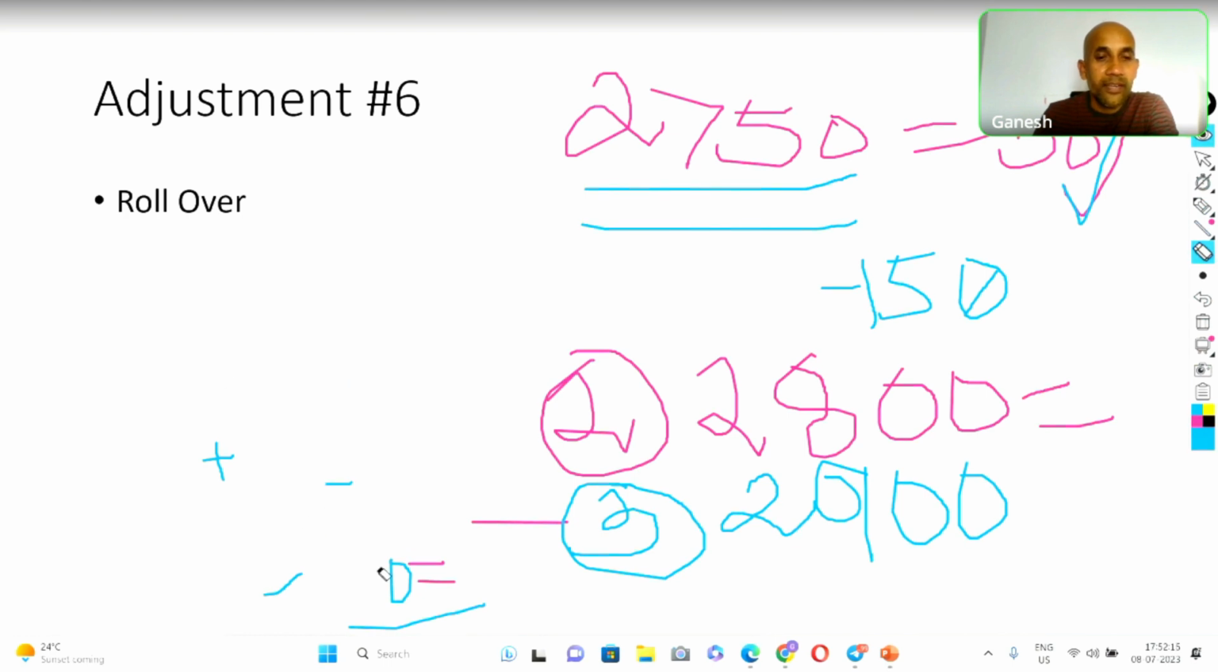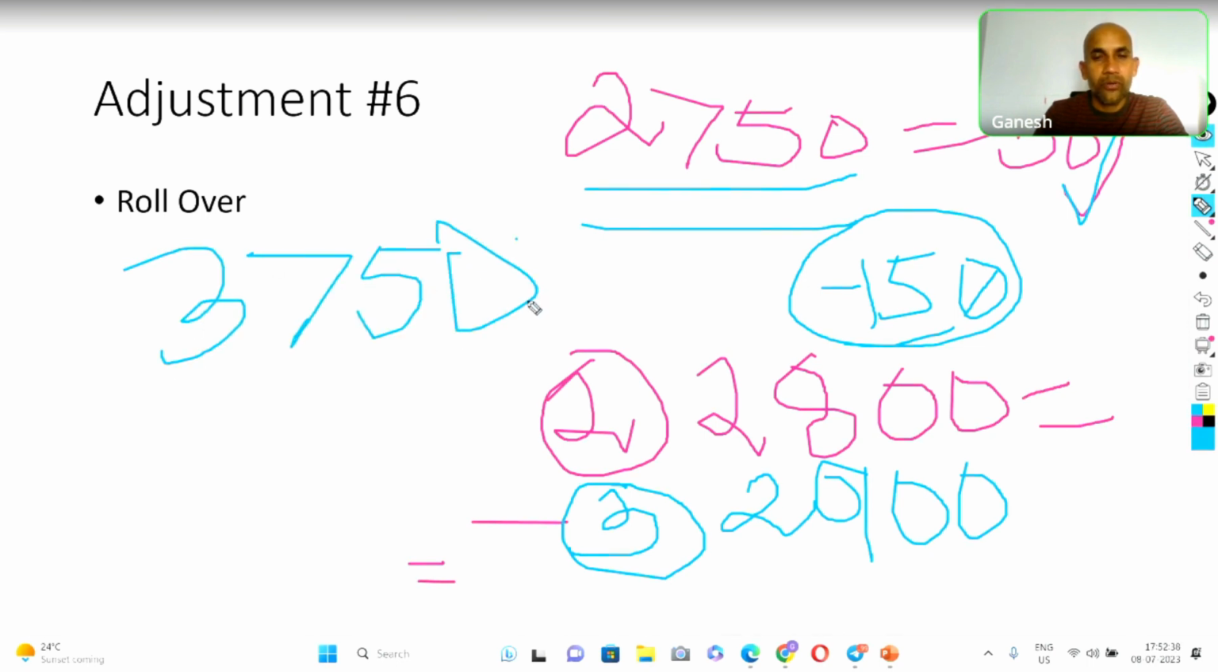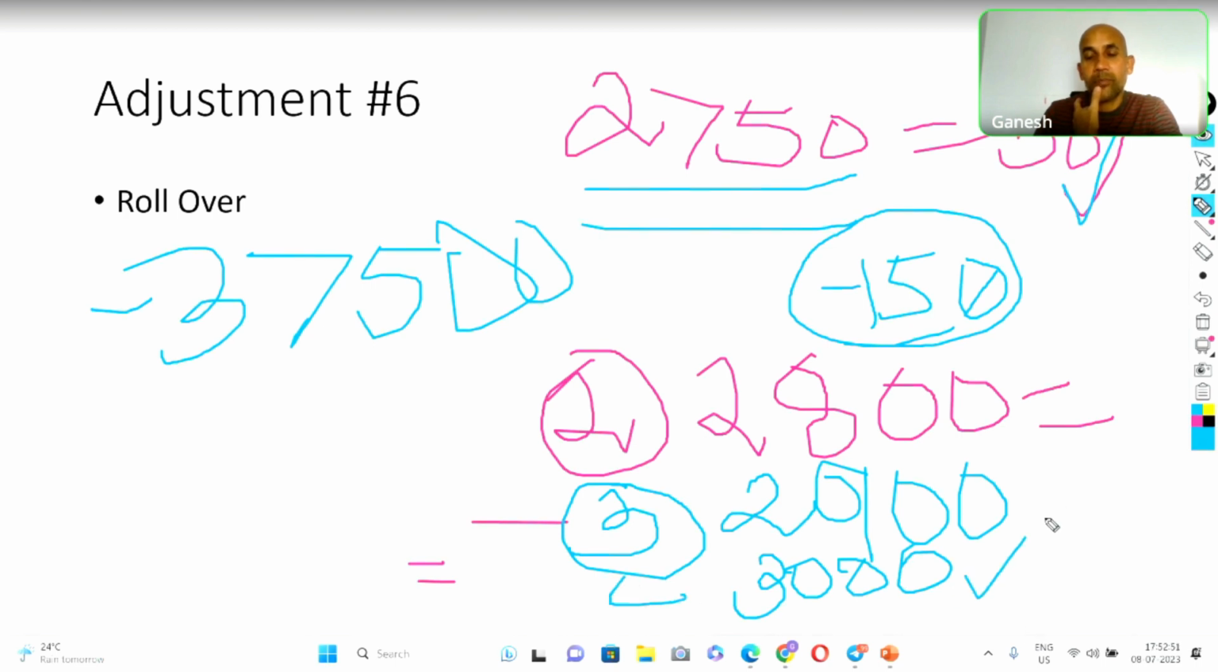What do you do? Yes, in this case also you can do certain things. You book loss of 150 rupees, which means 150 into 250, 37,500 loss you are booking this month. But you would think that Reliance Industries is not even 2900, it would go to 3000. This is your expectation. It would go to 3000 even more.